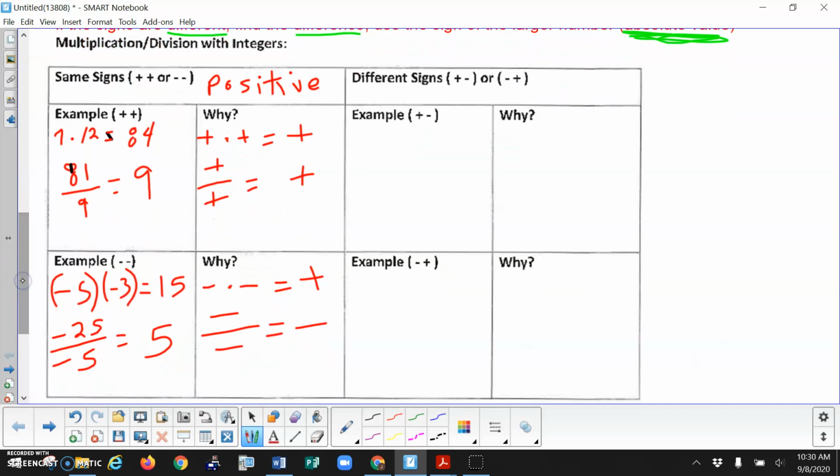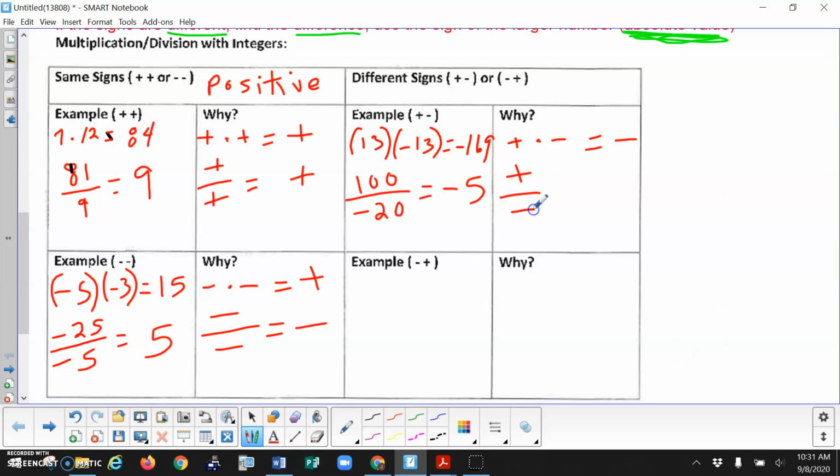What if our signs are different? If I have a positive number like 13, and I'm going to multiply that times a negative number, -13, this is going to give me -169, because a positive times a negative is always going to give me a negative. When your signs are different, you get a negative result. Same is true with your division. 100 divided by negative 20, this is going to give me negative 5 because a positive over a negative is going to give me a negative.